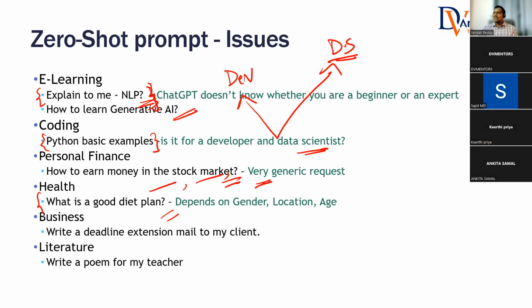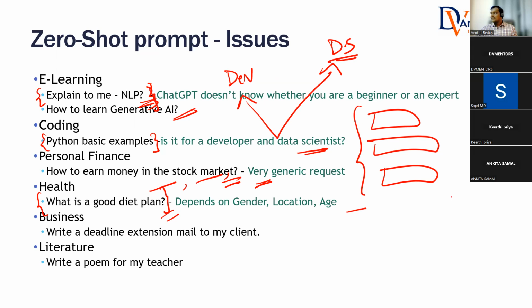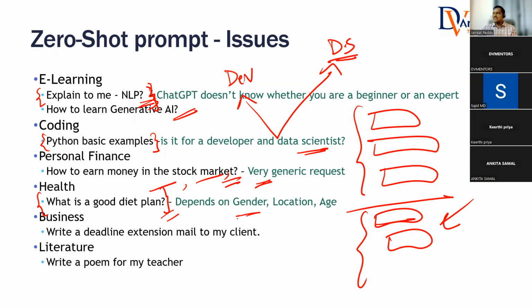Now, if you say, give me a good diet plan, then ChatGPT starts telling you that you have to eat broccoli, avocado, dragon fruit, etc. Now, we don't get those here, isn't it? Or maybe you're in the US, then it starts suggesting that you have to eat idli, dosa, etc. They won't get those there, isn't it? So you have to give the gender, location, age. Based on that, the diet plan changes. Do you agree with that?